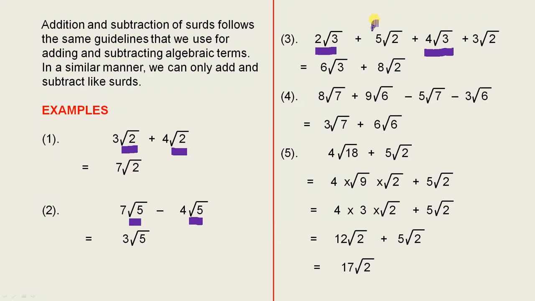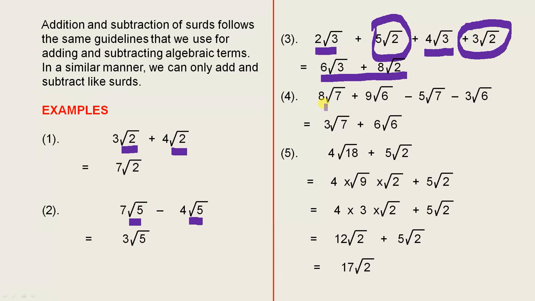Then we have that part there and this part here. 5 root 2 plus 3 root 2 is 8 root 2. That's the answer, and we cannot simplify it any further because you cannot add the square root of 3 to the square root of 2. They're unlike surds, just like having unlike terms in algebra. So that answer stays exactly like that.